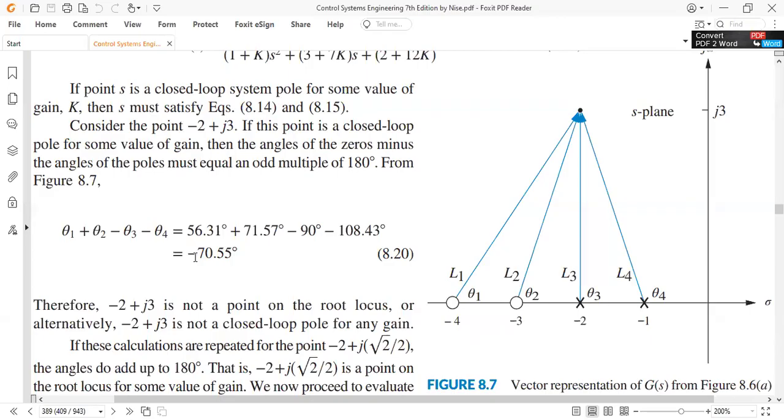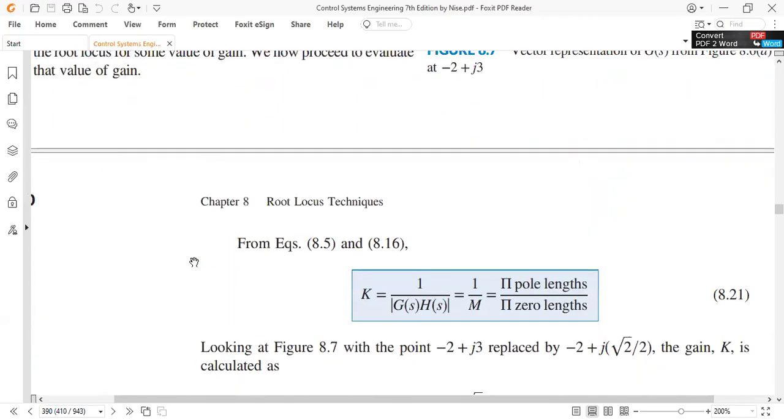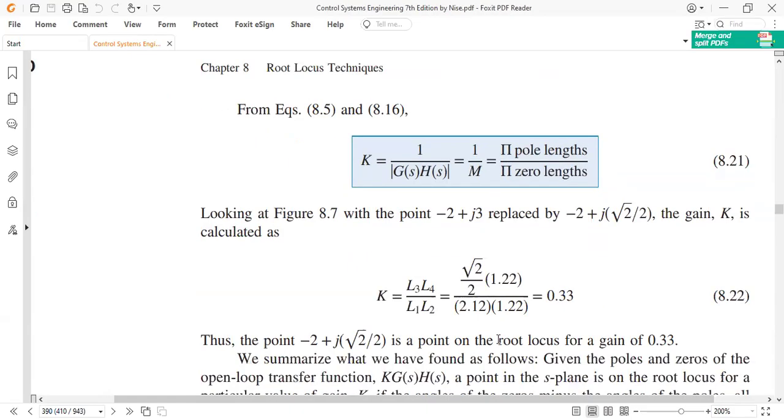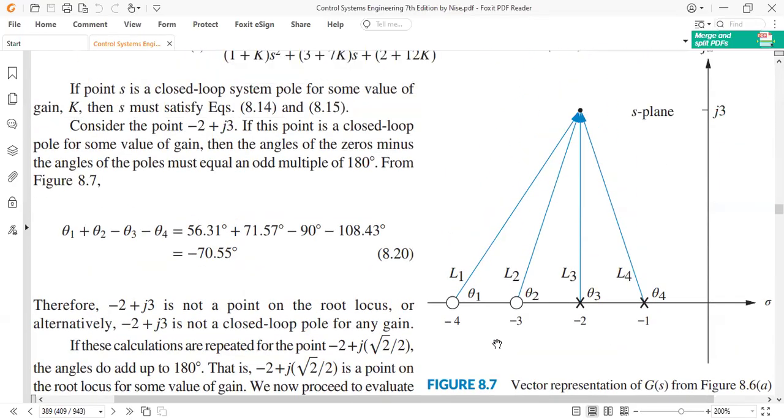But if in any question I say that this point is on the root locus and you do not need to verify it, just find the gain, then you apply the formula magnitude of k g of s h of s equal to 1, and you substitute the point value in place of s. So is this clear to all? Is it clear how we are going to check the existence of a point on the root locus, and then how we are going to find the value of gain k at that specific point?